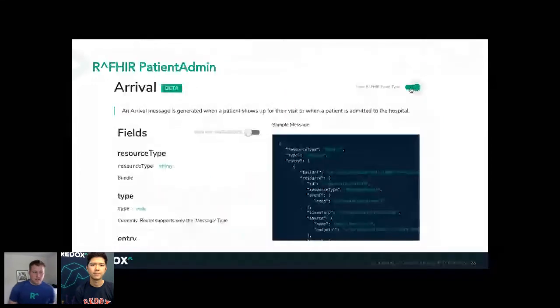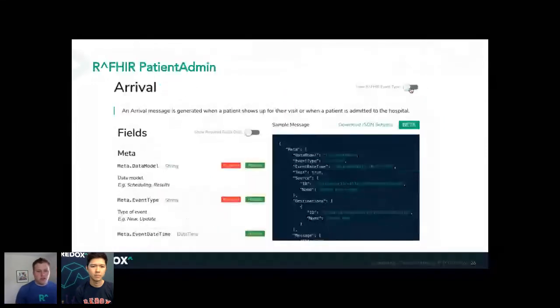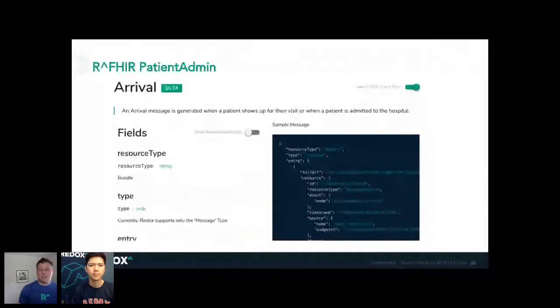So Redox FHIR is live. You can go to our documentation, developer.redoxengine.com. Patient admin and scheduling are the first ones we've done. We've actually been using this in production for almost 2 years. We have a product called Data Chateau that just stores everything as FHIR. So these translations are pretty well tested internally, and we're just releasing them to everybody. On our docs, you can toggle between the FHIR documentation and the Redox documentation. This is live today.